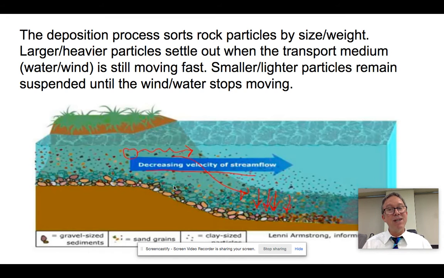Now it's not moving fast enough to keep the sand going, so then you get a layer of sand that gets deposited. But the silt and the mud, they're still small enough that they're being moved by it, but then it gets even slower, and then the silt falls out. And the mud's still being carried, and then the mud is the last thing that falls. So what happens is you tend to sort these things out, where you get gravel here, sand here, silt here, and mud here. So the important thing about deposition is it's a sorter of sediments by size.